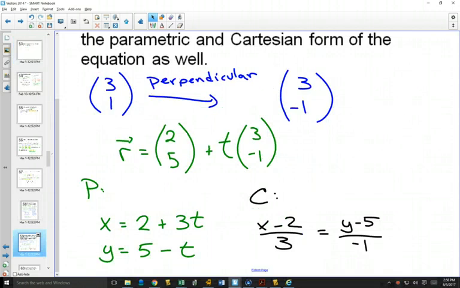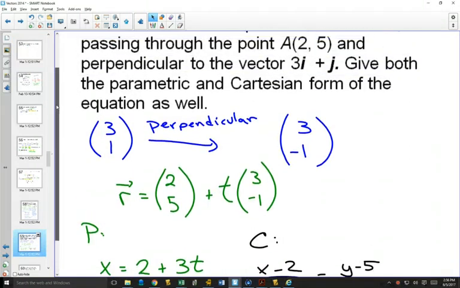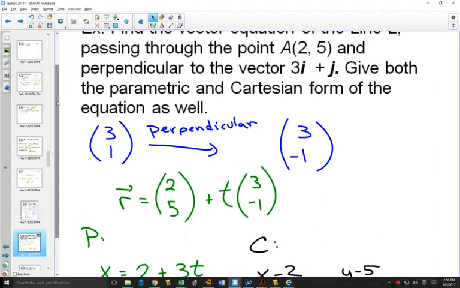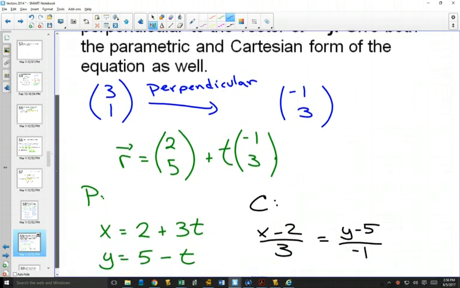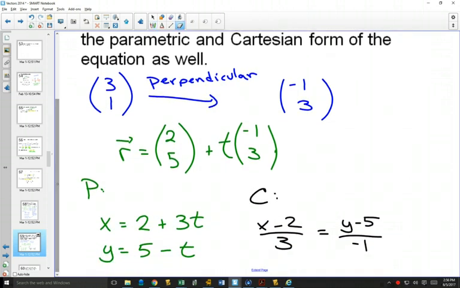So first of all, perpendicular. 3i j, oh, did I make a mistake here? Well, this is this, but if we need it perpendicular to this, it should be a flip here, right? And it doesn't matter where you put the negative, so that will change my Cartesian form as well here.